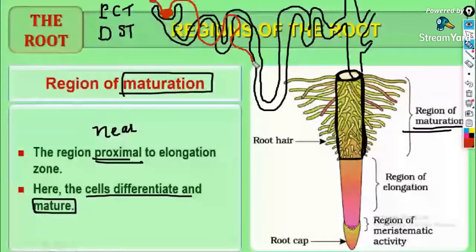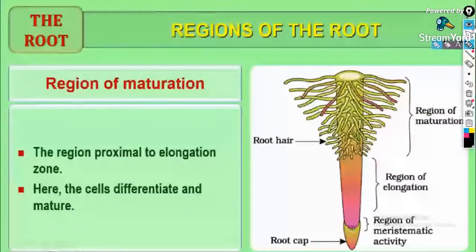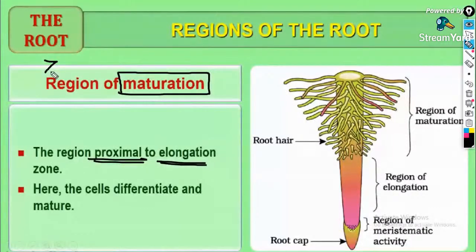So the region that is near to this, you will call it as the PCT, and away from the Bowman's capsule, you call it as DCT. Just exactly like that, you have here also the region proximal to the zone of elongation, which we call the region of maturation. Guys, you can call it the zone also, zone of maturation, zone of elongation. So these cells here differentiate and mature.